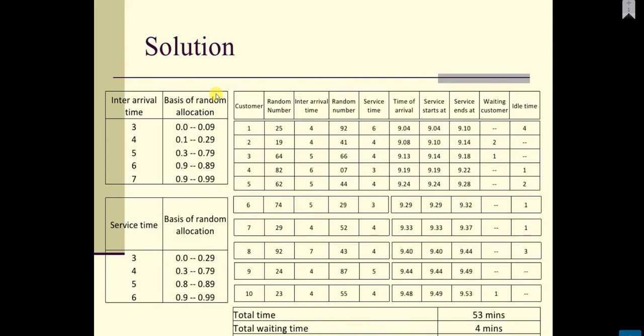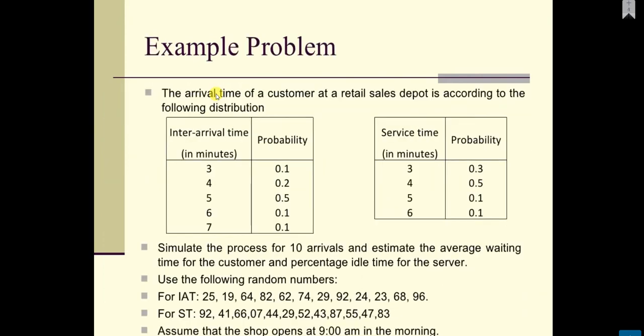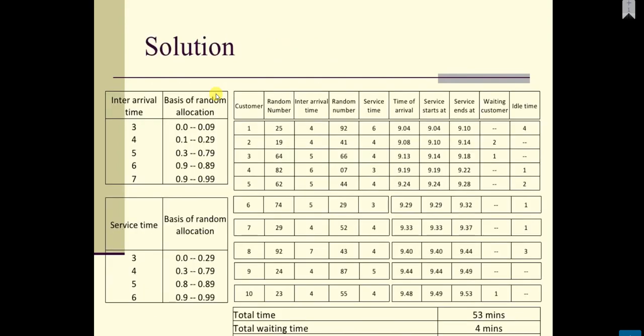Again in the solution, you can see the basis of random allocations here as well and below as well. You can see the customers 1, 2, 3, 4, 5 to 8, 10 and their random numbers, which we have seen in the slide before last. Here at the bottom we can see the numbers. The inter arrival times are 4, 4, 5, 5, 6, 6, 6, and that is also random. The service times are 6, 4, 4, 4, 4.